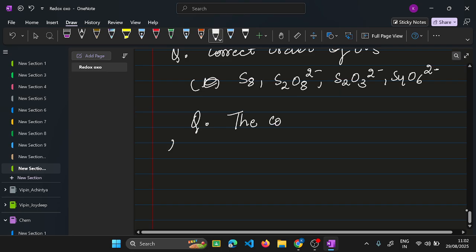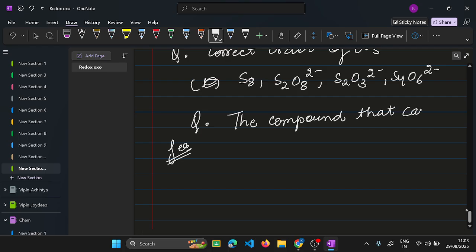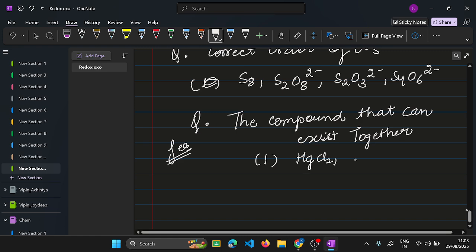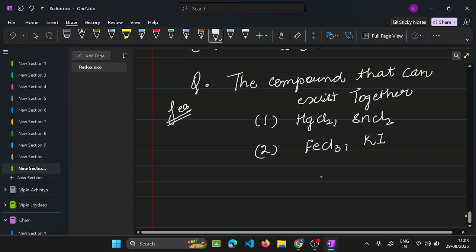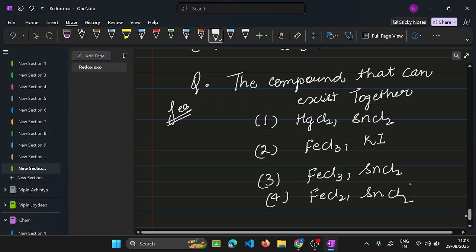See, next question. This is a JEE question. Compounds that can exist together. AgCl2 and SnCl2, FeCl3 and KI, FeCl3 and SnCl2, and fourth is FeCl2 and SnCl2. Right?